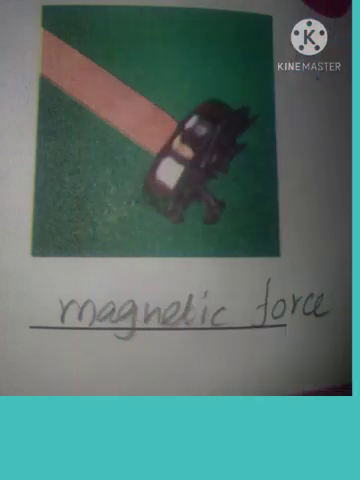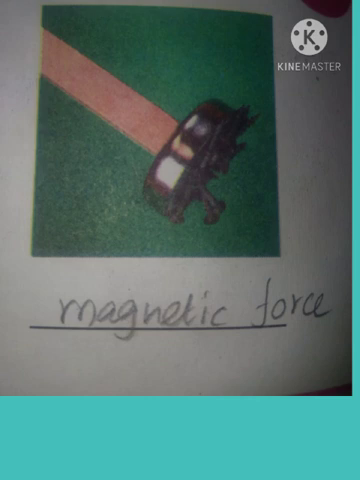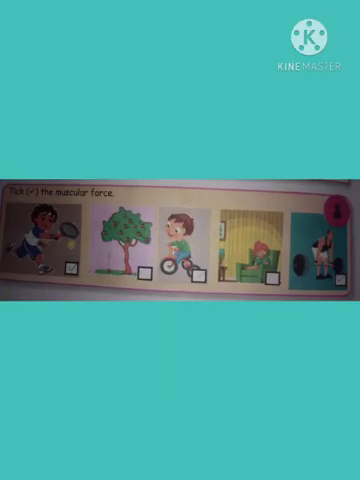Let's see the next one. Here the leaf falls towards the earth. It is called gravitational force. Here the magnetic bar attracts the iron tools. It is called magnetic force. Next, tick the muscular force.